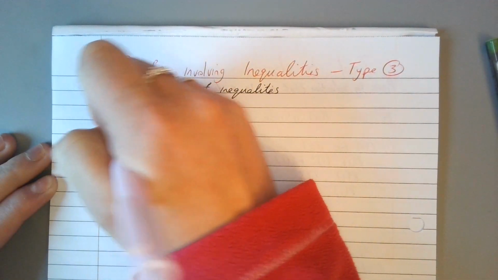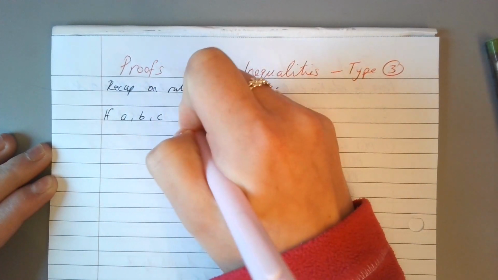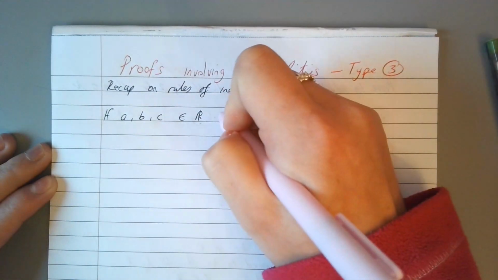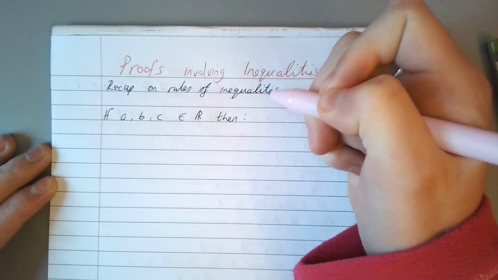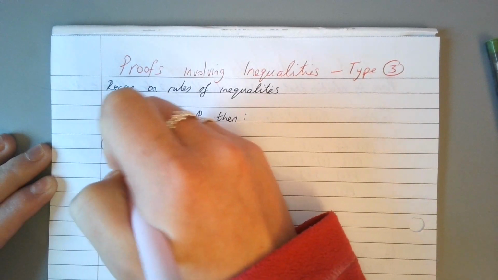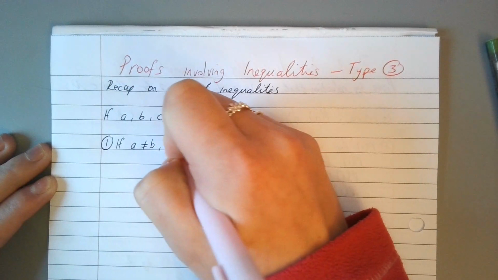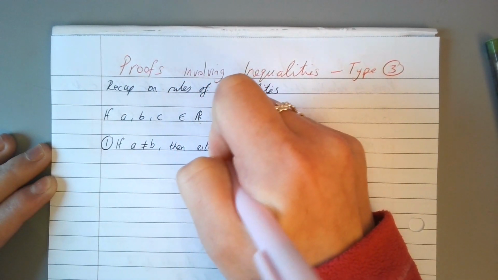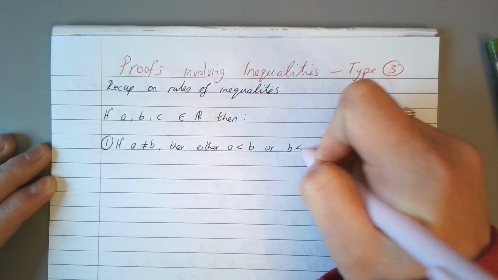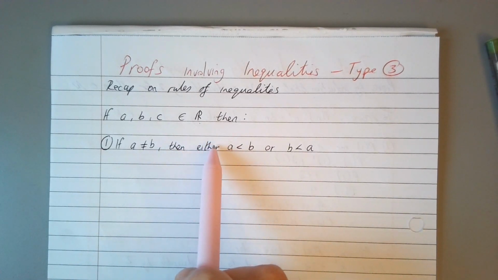So if we take two numbers, or three numbers actually, we'll take three, element of R, so there could be any numbers because they're an element of R, then the following is going to apply. So one, if A is not equal to B, then either A is less than B or B is less than A.